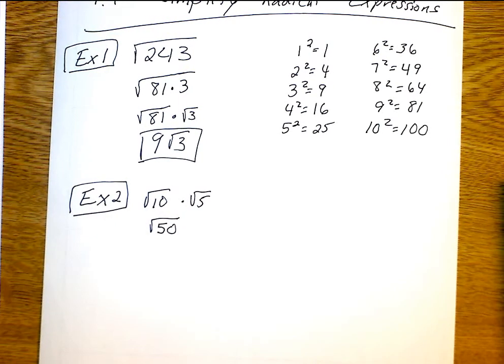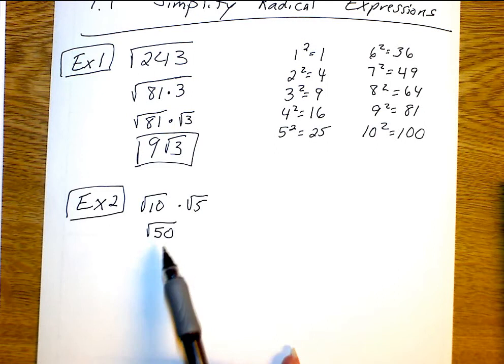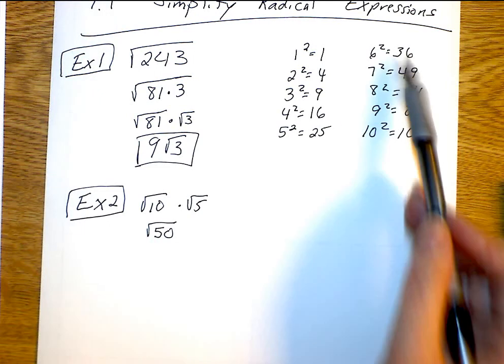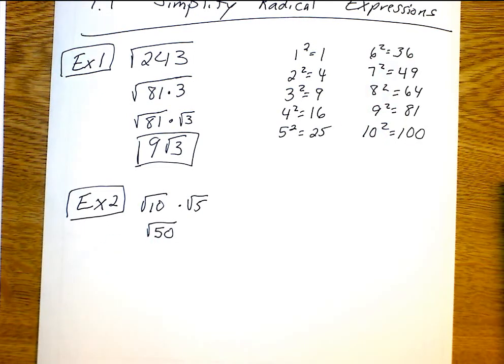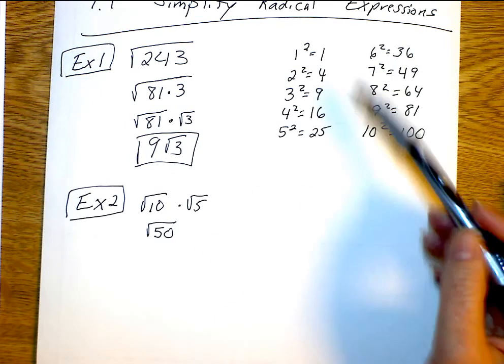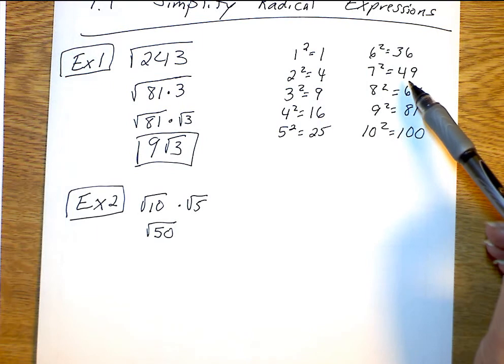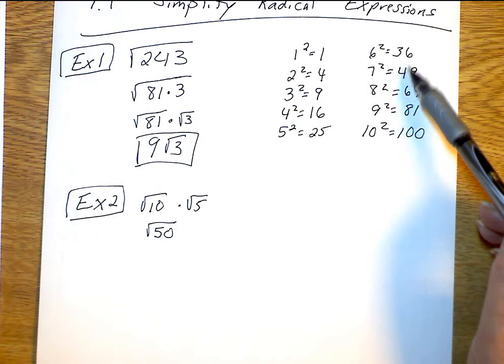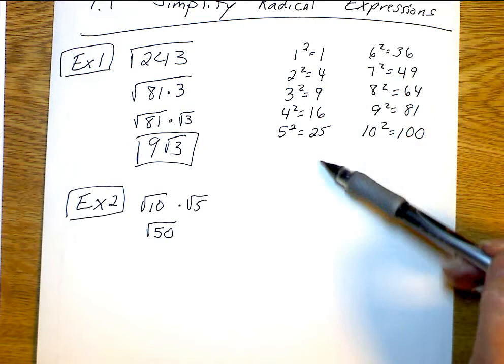I want you guys to think for a moment. Don't tell me the answer, but I want you to think about what's my biggest perfect square that goes into 50, and what number is it multiplied by? Don't yell it out yet. If you don't know, find where 50 would go. 50 would go right here, and look, does 49 go in it evenly? Does 36 go in it evenly? Does 25 go into it evenly?